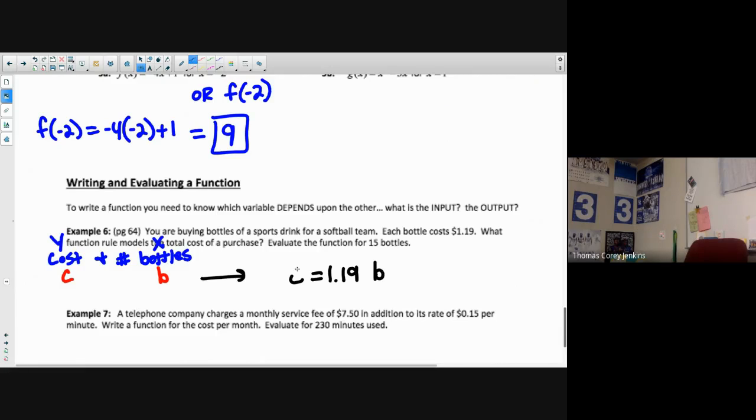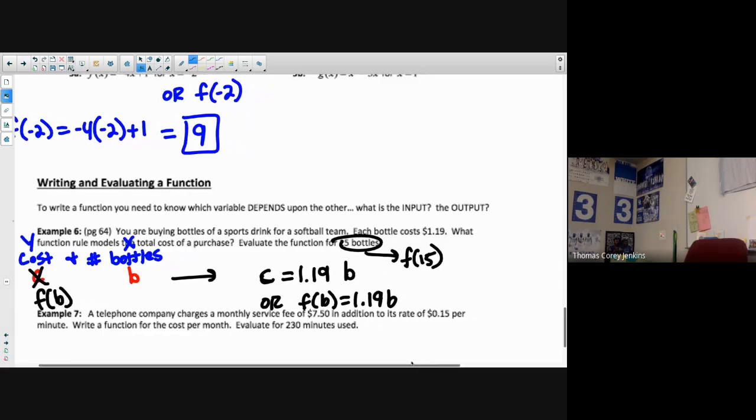That would work. Or on MathXL, they might look for function notation there, so be careful to use what variables they want you to use. If you're going to use B for bottles, they might say use f of B to represent cost. So you might also write that as f of B equals 1.19B.